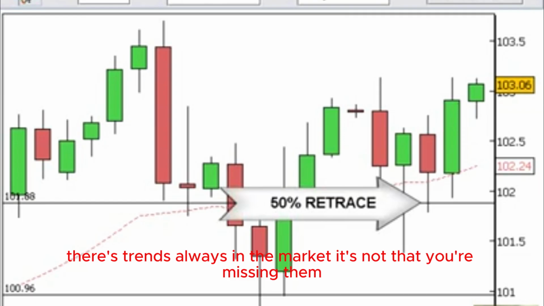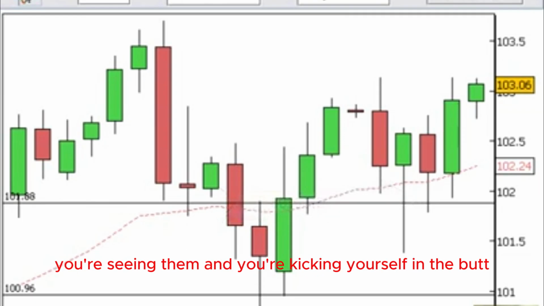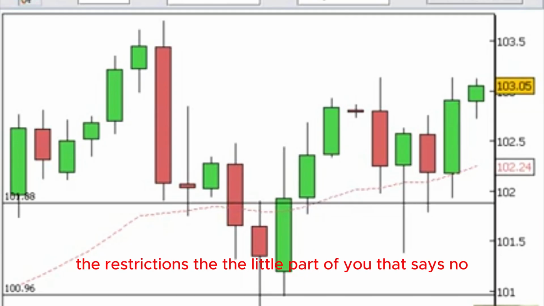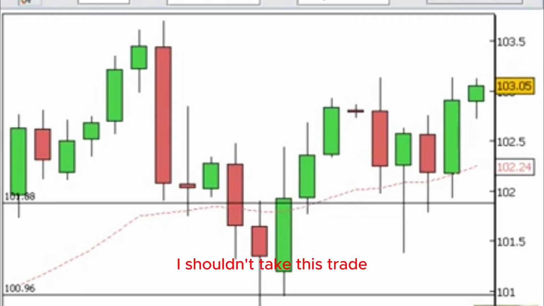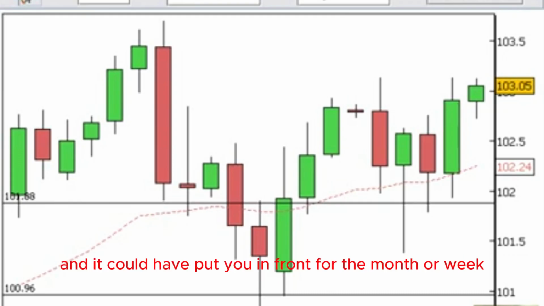There are setups always in the market. There are trends always in the market. It's not that you're missing them. You're seeing them and you're kicking yourself in the butt because you're not taking the trades. It's your mental capabilities to deal with the psychological restrictions, the little part of you that says, no, I shouldn't take this trade because I just lost 2 trades or 3 trades and I can't afford to take another loss. And that trade that you've missed turns out to be a 10-to-1 winner. And it could have put you in front for the month or week.